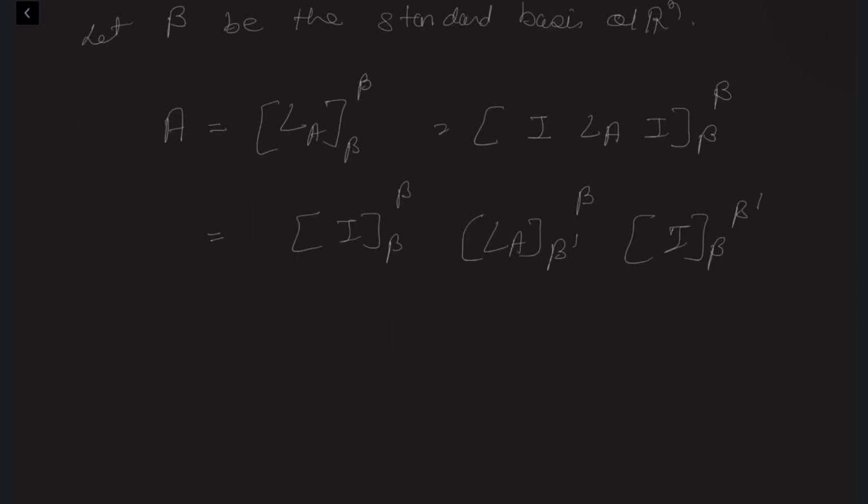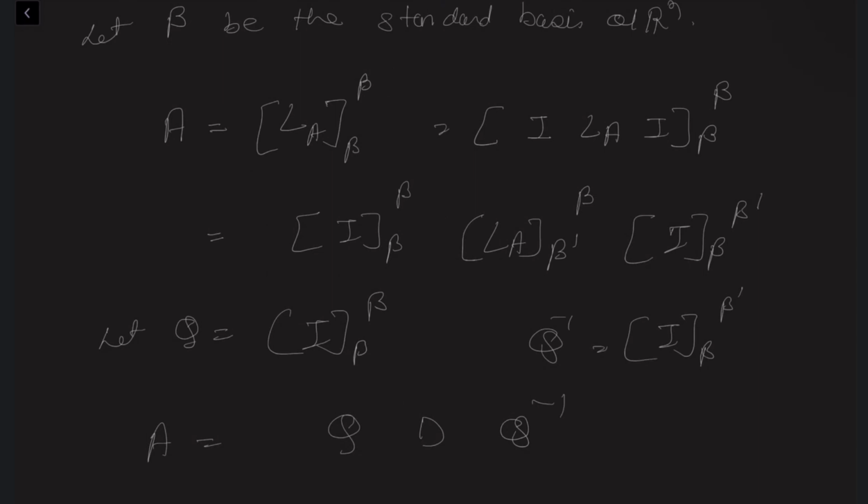So what I can do is take my Q as the first component, that is I from beta to beta. If you do that, it turns out that your Q inverse is nothing but this beta to beta dash, because the inverse of identity is identity itself. So here I can write A as Q D Q inverse, and this is actually what we wanted to show.